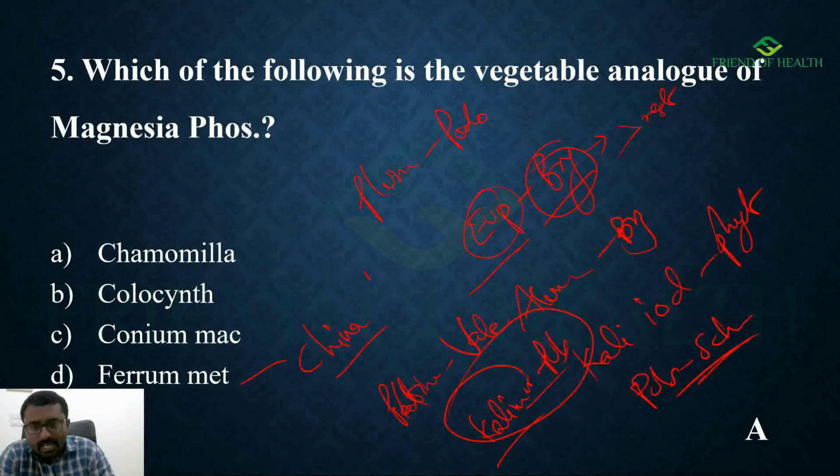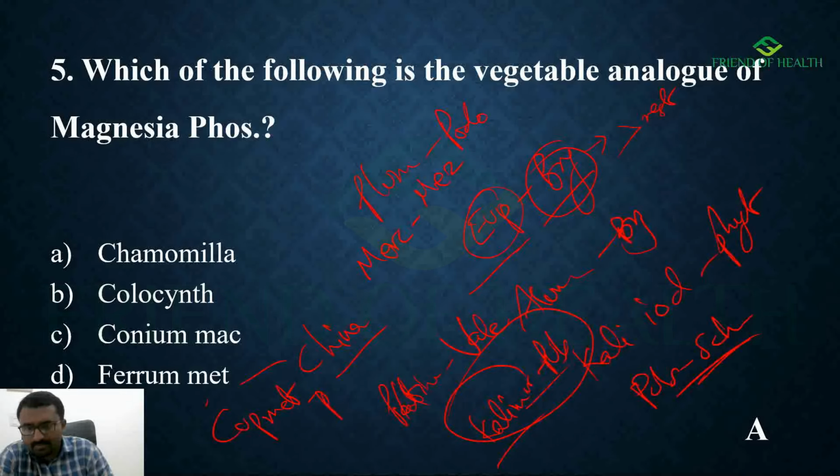Then Mercurius and Mezereum, then Cuprum met and Ipecac, then Natrum mur and Ignatia. Natrum mur is a chronic of Ignatia, and also the vegetable analogue of Natrum mur is Ignatia. Phosphorus and Allium cepa. Which is the isomorphic remedy of Phosphorus?